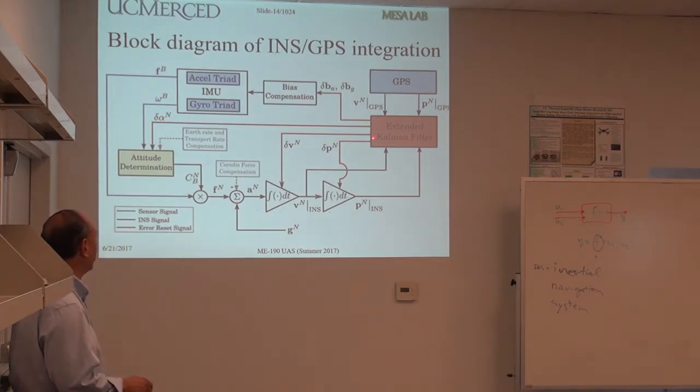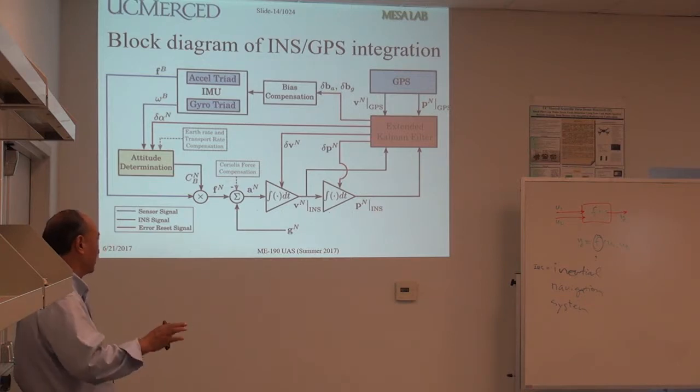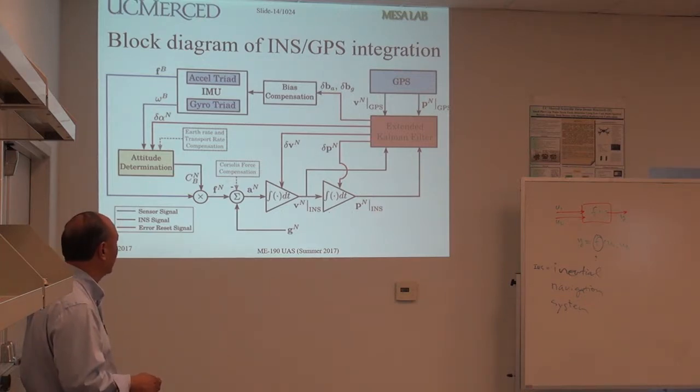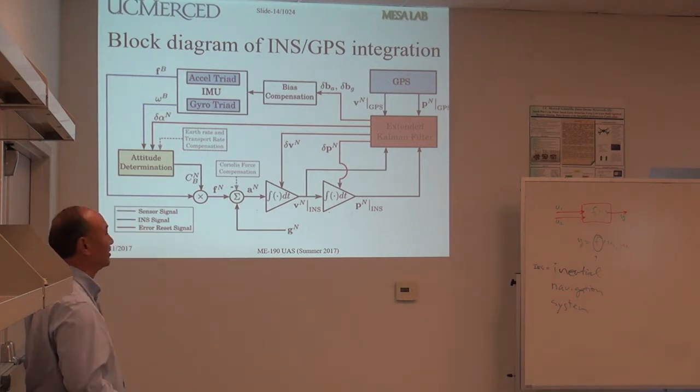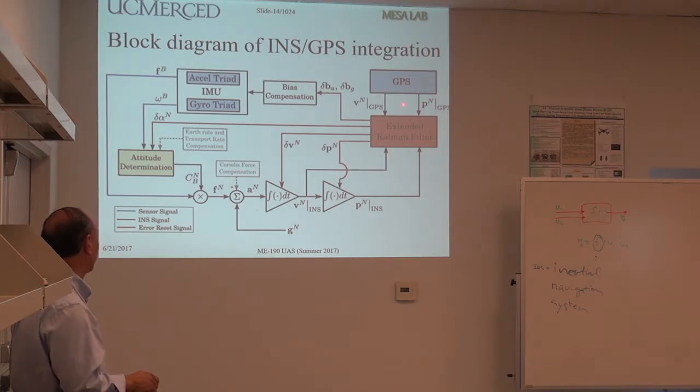So what is out is basically all the error signal. To get this error signal, meaning, oh, you are not accurate. But compared to what? Compared to these: the GPS position and the velocity for the navigation states. Okay, navigation states. And these are the sensor information.